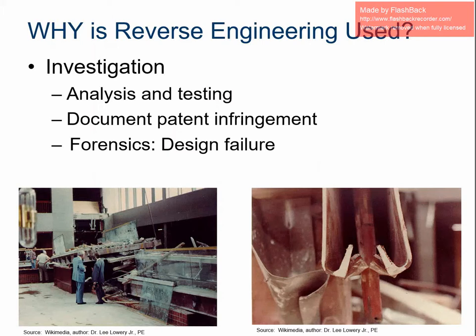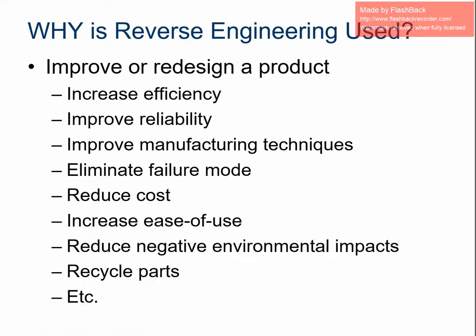And for design failures, remember I talked about engineers whose job is to find out why something failed. This is one of the things they use reverse engineering for. What actually failed on it? Was it, and whose fault? And then we use it to improve or redesign a product. So increase efficiency of it, improve reliability, improve manufacturing, eliminate failure, reduce cost, increase ease of use, reduce negative environmental impacts, or what parts can we recycle?